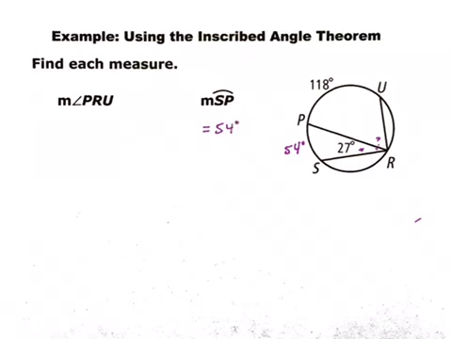And then to find PRU, well, actually, we didn't need arc SP for that. PRU is actually cutting arc PU, so that means we need half of the arc to get the angle. So we know that this is going to equal 1/2 the arc it cuts, so 1/2 of 118. It's going to give us a measure of 59. So PRU is 59 and arc SP is 54.